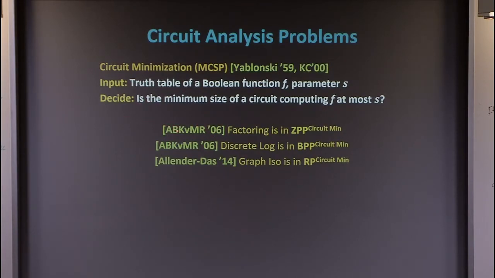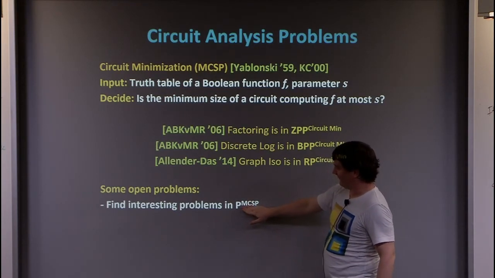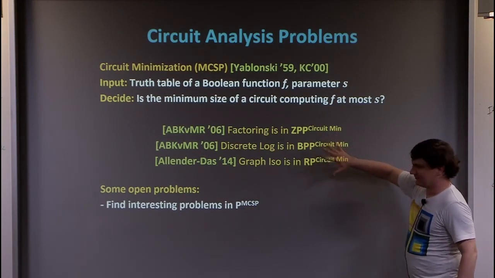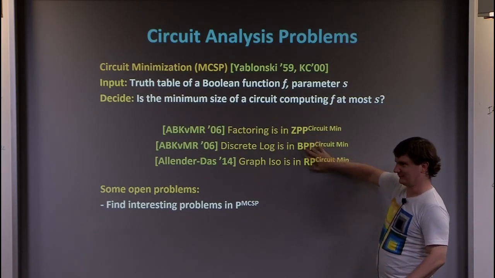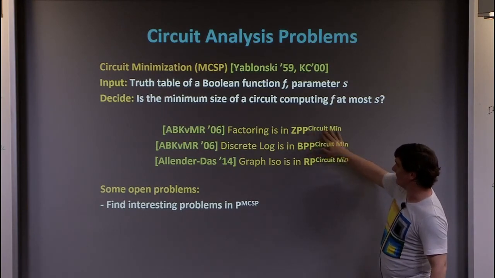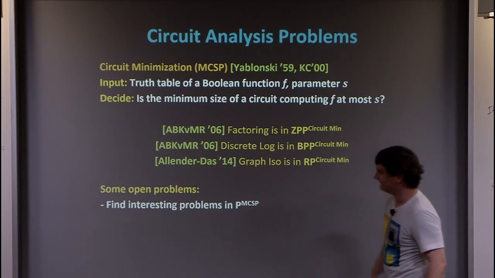Eric Allender is the A on all these things, been leading the charge on them. So some open problems about this: I would like to find some interesting problems in P with an oracle for MCSP, because right here these are sort of randomized Turing reductions in a sense, right? Like showing that with randomness and being able to compute circuit complexity, you can do all kinds of interesting things. What if you don't have randomness at all?